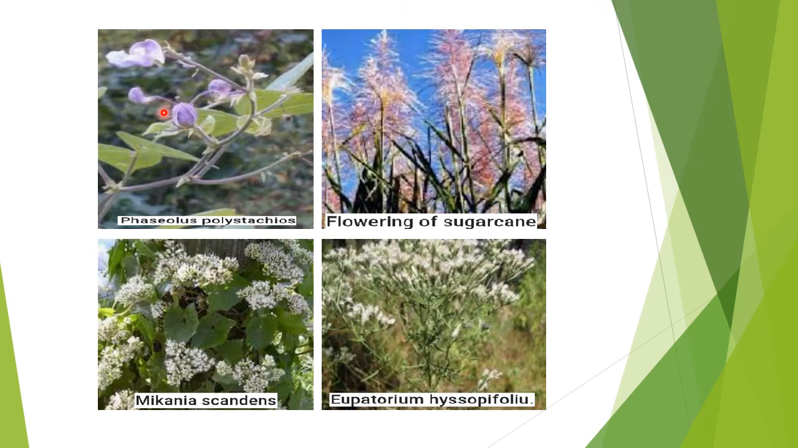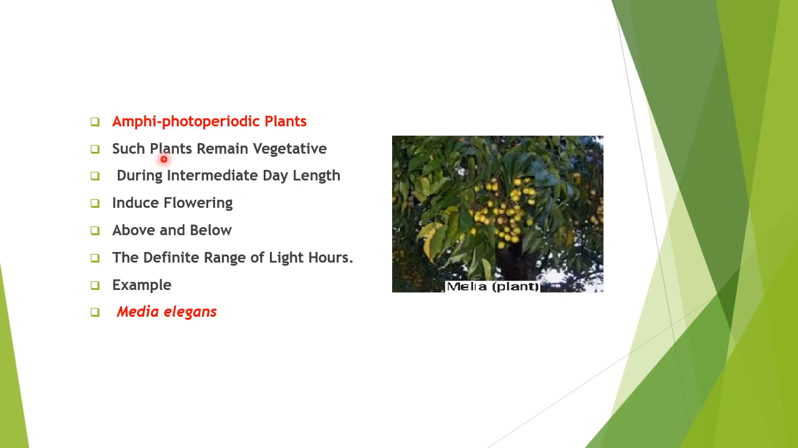Likewise, these are the plants, flowering of sugarcane. This is the bean. These are the two plants which are showing these responses to a particular range, and they are called intermediate plants. Then there are amphiphotoperiodic plants. Such plants remain vegetative during intermediate day length, and induce flowering above and below the definite range of light hours. Example is Media elegans. So this covers all the 7 types of plants, though there were 5 types, but 2 have been added by Lang in the classification of photoperiodic responses.